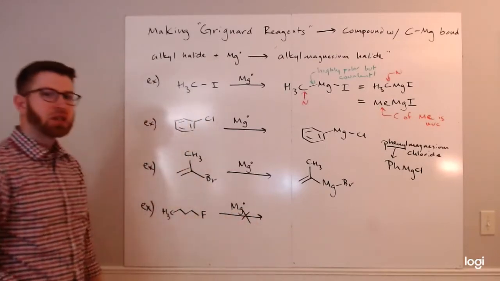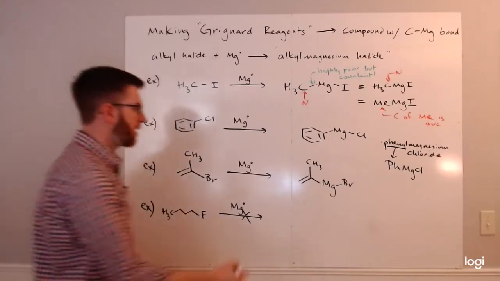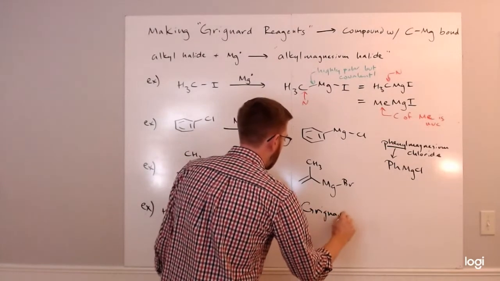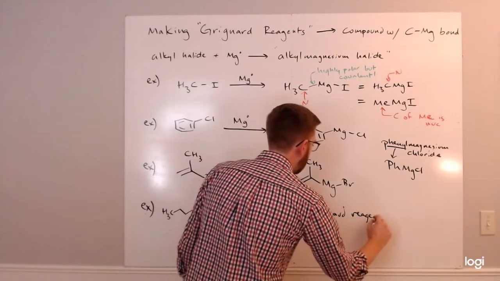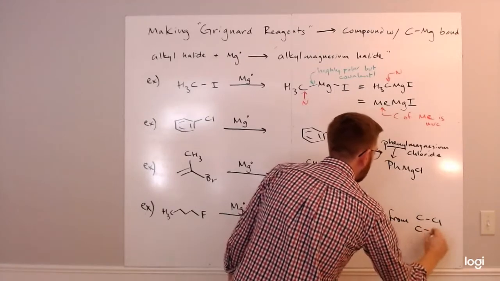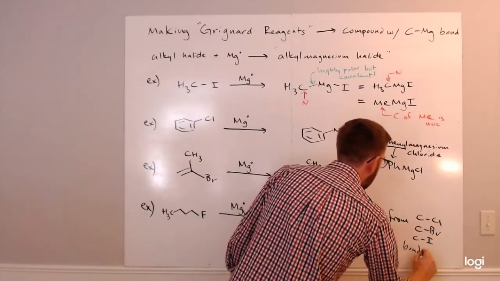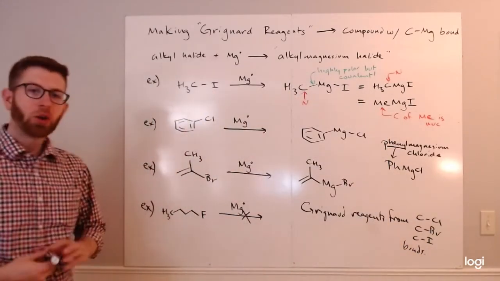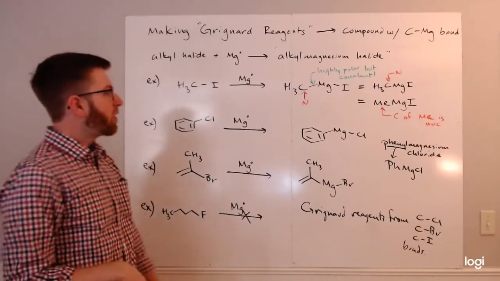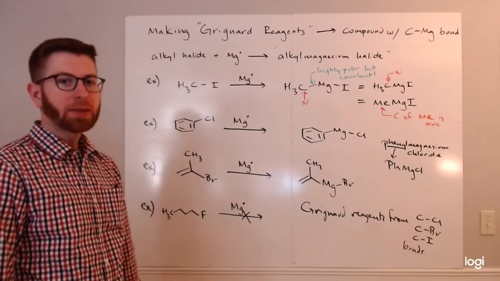This reaction actually doesn't work, right? So we actually don't use alkyl fluorides for this. So we can make Grignard reagents from carbon-chlorine, carbon-bromine, and carbon-iodine bonds, right? But notably not carbon-fluorine bonds. Okay, so this is essentially how you'd always be making Grignard reagents, at least in this class.